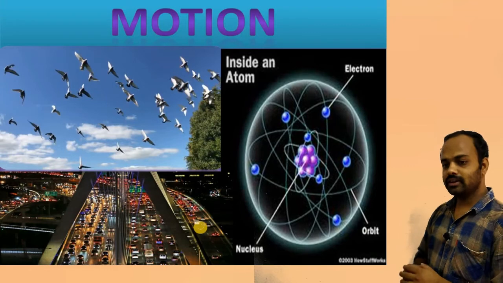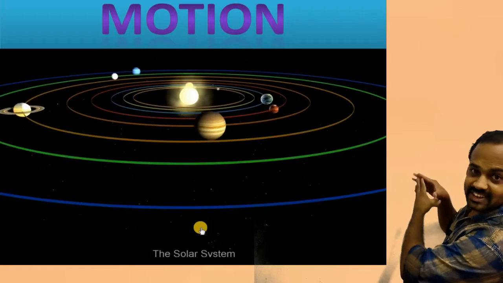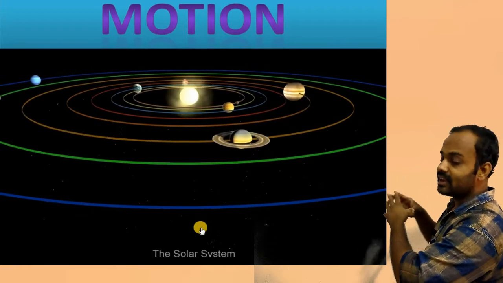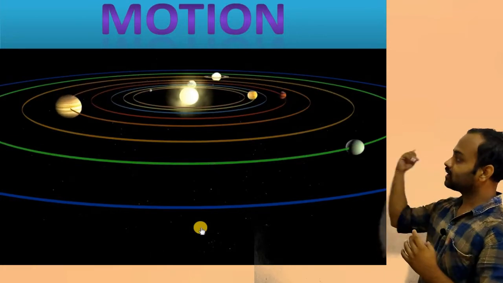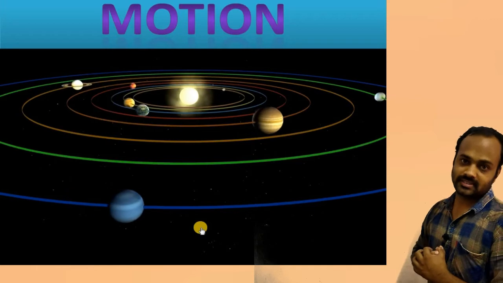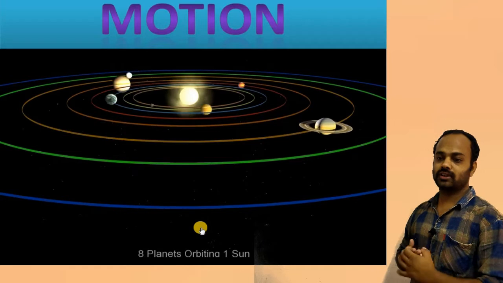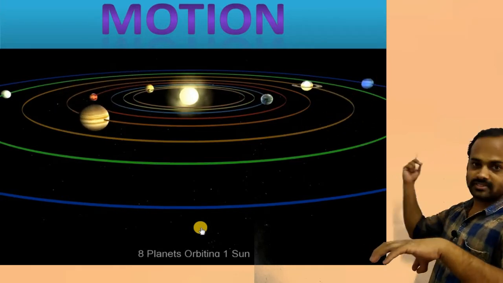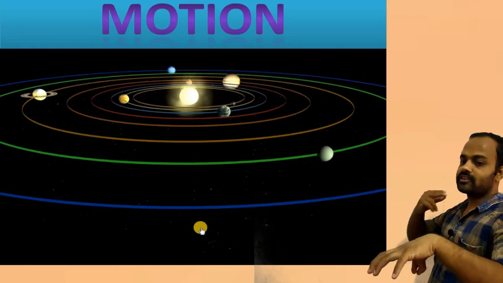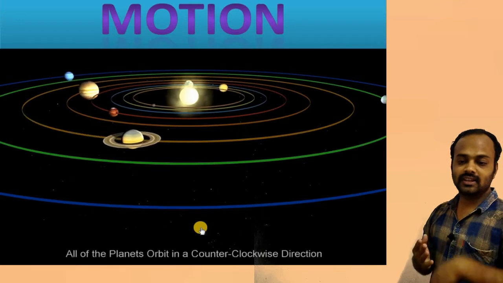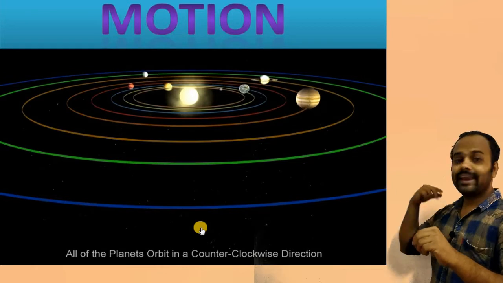Okay students, look here, in our solar system, the sun is at the center, and around the sun the 8 planets are revolving. This is also a motion. Sun is at the center, and in our solar system we have the 8 planets. Those 8 planets are revolving around the sun. This is also motion. They are revolving elliptically.